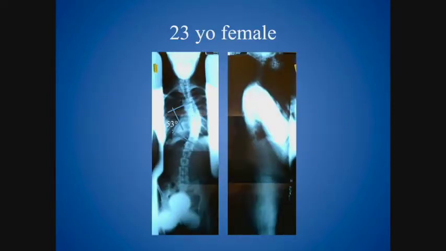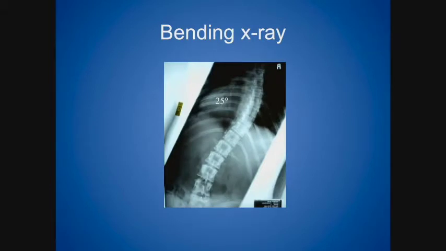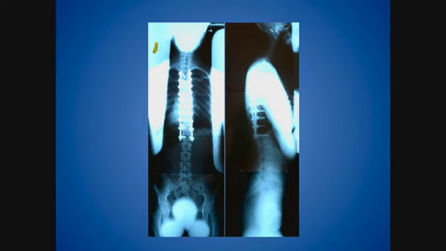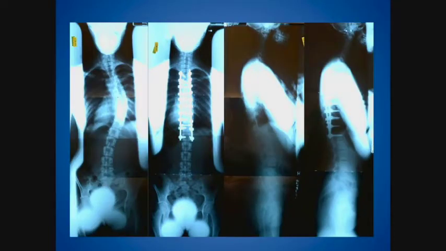So this is an example of a young adult with scoliosis. She had progressive scoliosis. She had a right thoracic curve, which is kind of the most common curve. We did a bending x-ray, and it's a relatively flexible curve because she's a young adult. And these are her final x-rays, and you get a sense of how much you can correct a curve with these new modern constructs.